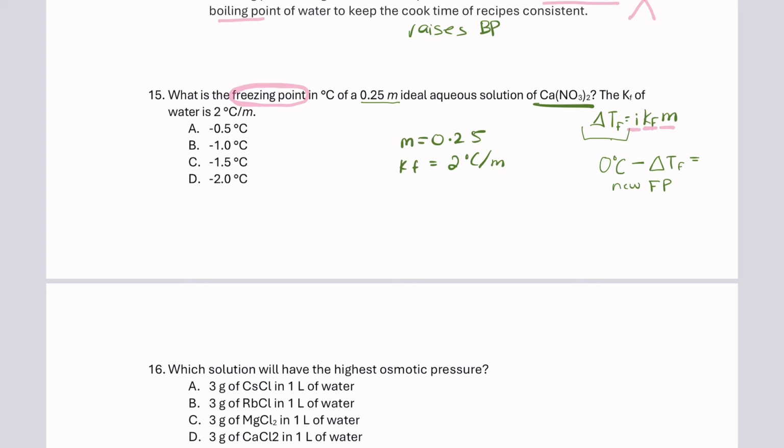For calcium nitrate, it's going to dissociate into 1 calcium ion and 2 nitrate ions. That makes 3 total particles. So the Van't Hoff factor I equals 3. We're given the molality and we're given the Kf value. So we now have everything we need to plug into the equation. Delta TF is 3 times 2 times 0.25. That is equal to 1.5 degrees Celsius.